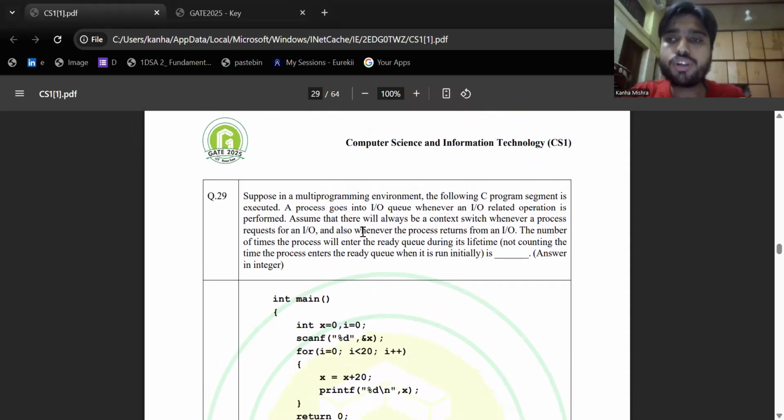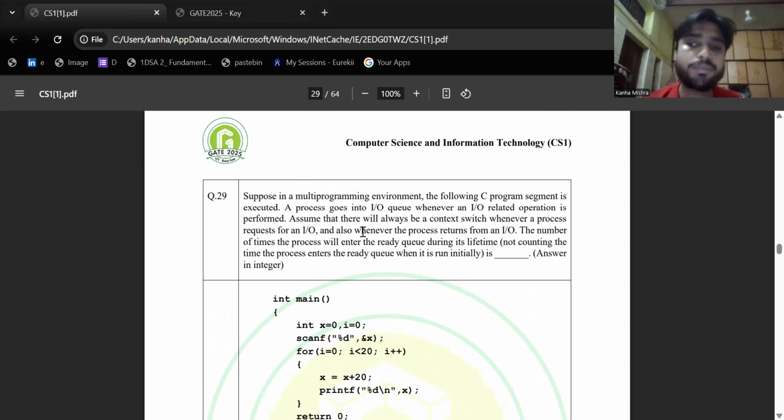Hello everyone, let's solve question 29 of GATE paper CS1 2025. Suppose in a multi-programming environment, the following C program segment is executed. The process goes into the input-output queue whenever an input-output related operation is performed. Assuming that there is always a context switch whenever a process requests an IO, and also whenever the process returns from an IO, the number of times the process will enter the ready queue during its lifetime, not counting the time the process enters the ready queue when it initially is.